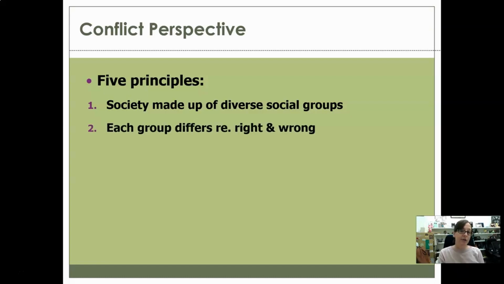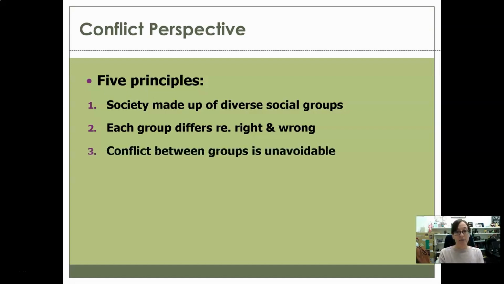The second is that each group differs in terms of what they view as right versus wrong. Not only are they diverse and think differently, but they also differ in terms of determining what's right and wrong in terms of behavior and what we want to criminalize.